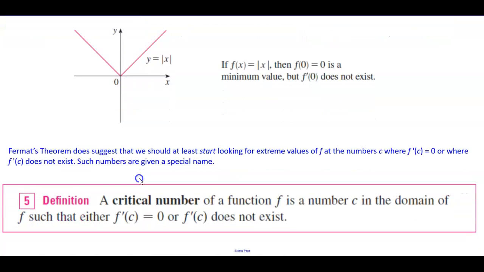Now, Fermat's theorem does suggest that we should at least start looking for extreme values of f at the numbers c where f prime of c is equal to 0, or where f prime of c does not exist. Such numbers are given a special name. So for definition number 5, a critical number of a function f is a number c in the domain of f such that f prime of c is equal to 0 or f prime of c does not exist.